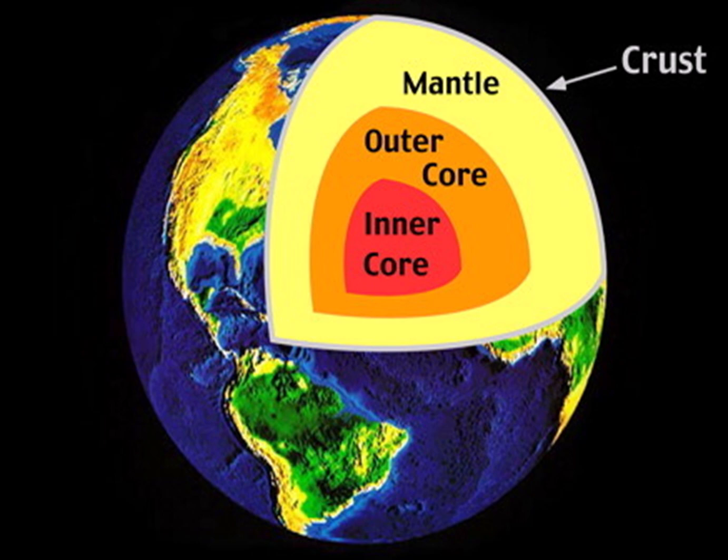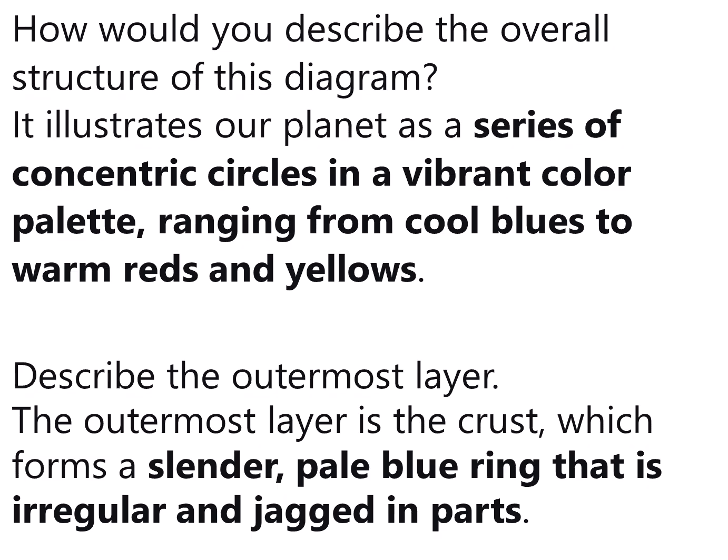Now, let's combine colors and shapes. I'll ask a question, and we'll answer with a full, descriptive sentence. How would you describe the overall structure of this diagram? It illustrates our planet as a series of concentric circles in a vibrant color palette, ranging from cool blues to warm reds and yellows. Describe the outermost layer.